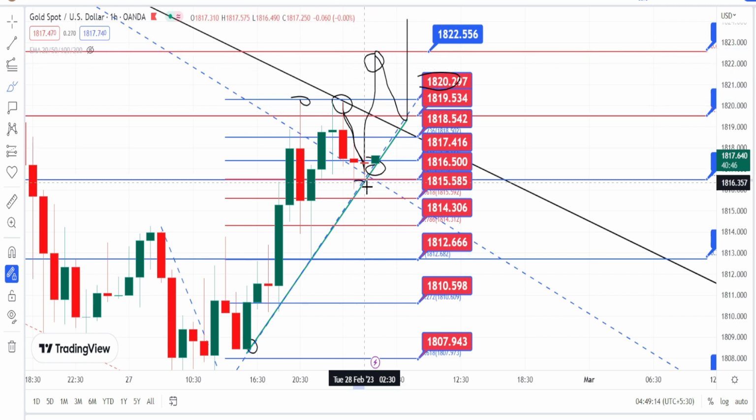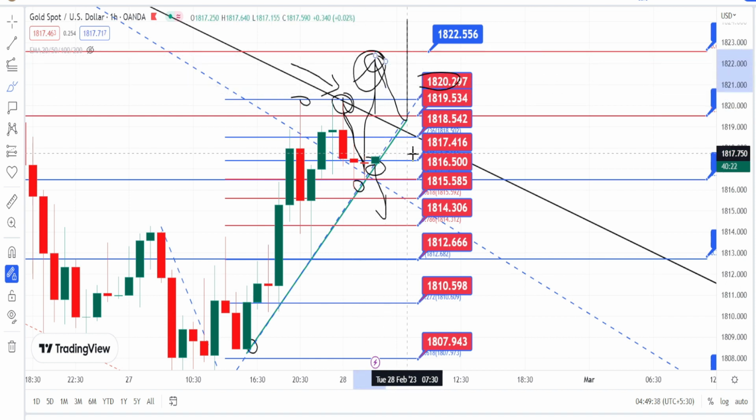So wait for the price action to break this trend line if you want to trade on the bearish side, or wait for the price action to break this resistance line of the bearish channel pattern from the 4 hours time frame if you want to freshly enter a bullish side trade in the hourly time frame.